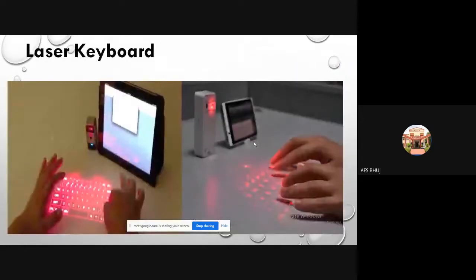And next one is the laser keyboard. A laser keyboard is one we cannot see physically. Through laser light, through the laser rays, we can see the keyboard, and we cannot touch it physically. We just use it like you touch the keys and it will display on the particular device which is connected to the laser.